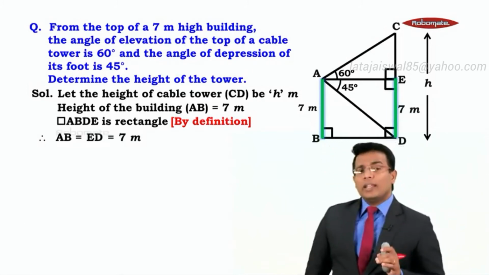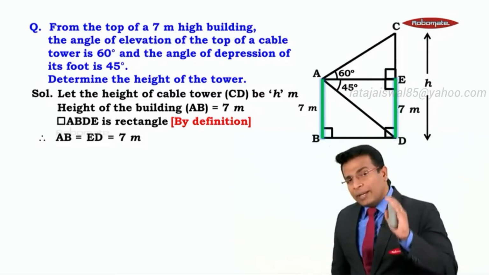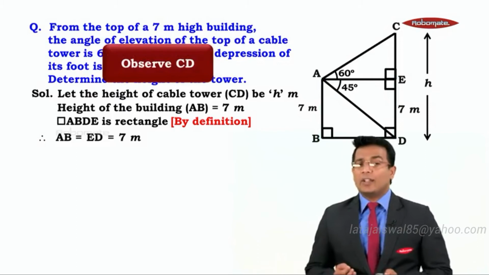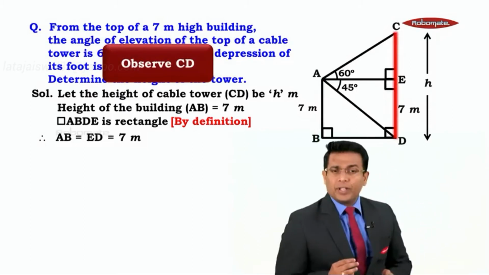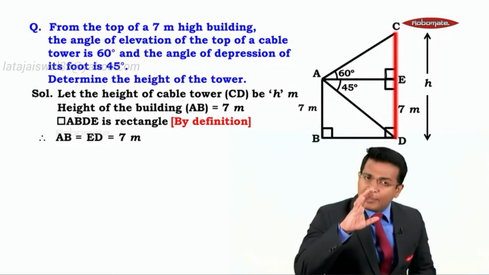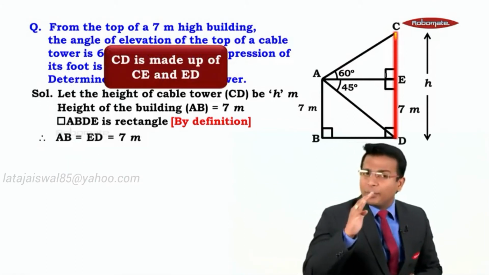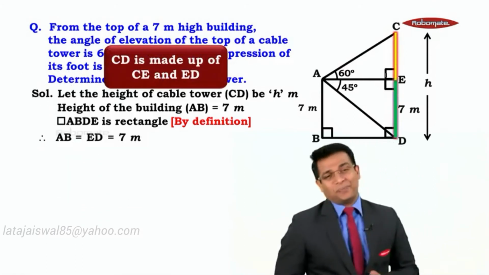Now understand one thing, if you observe that 7 meter which we got, DE happens to be a part of that CD. So observe CD very carefully. Now you observe CD, that segment is made up of two different parts. That is what you're supposed to find, right? Observe it is made up of CE and ED, right?